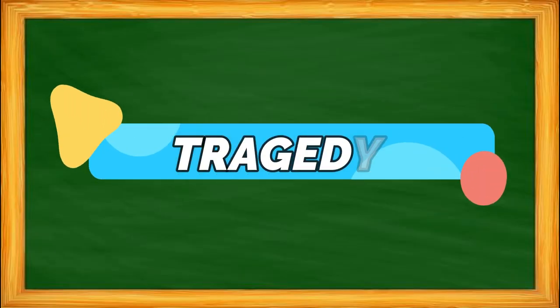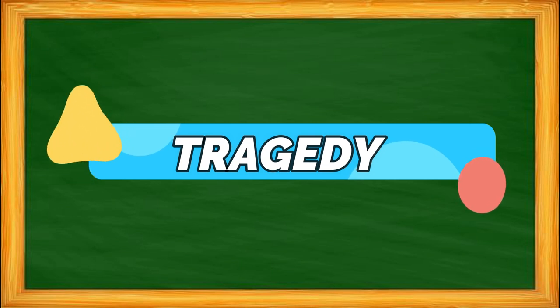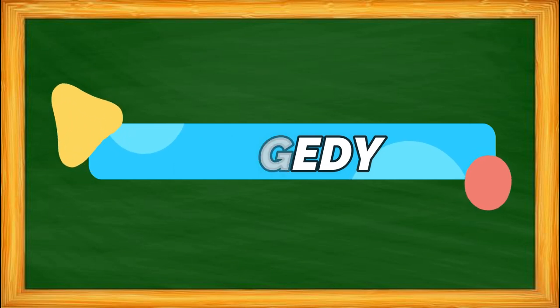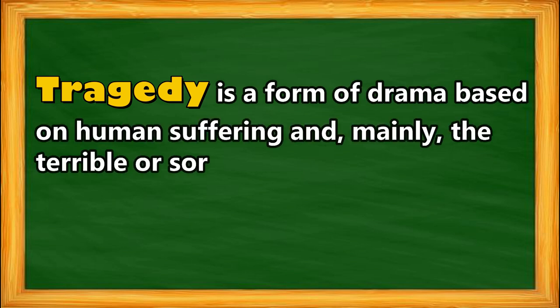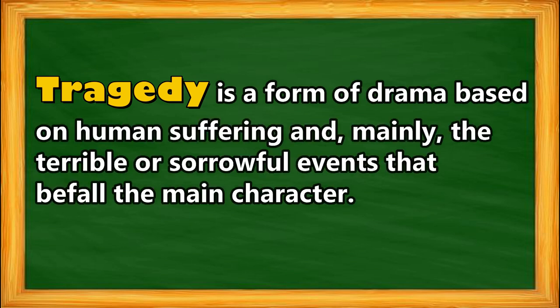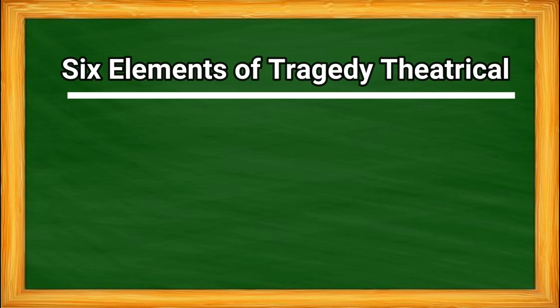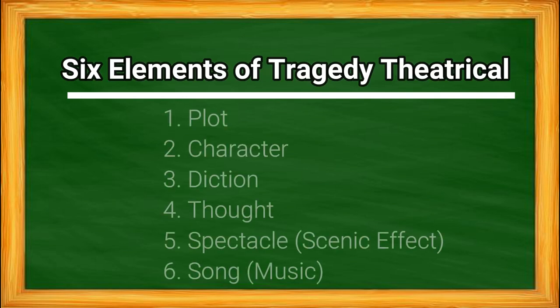Let's now move on to another type of play, which is the tragedy. Tragedy is a form of drama based on human suffering and mainly the terrible or sorrowful events that befall the main character. It has six elements. These are the plot, character, diction, thought, spectacle or scenic effect, and song or music.